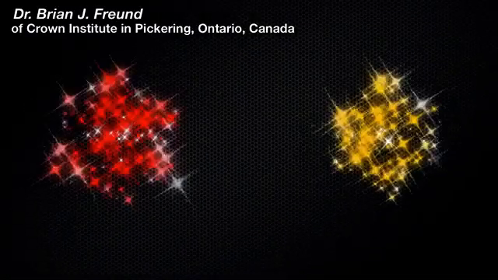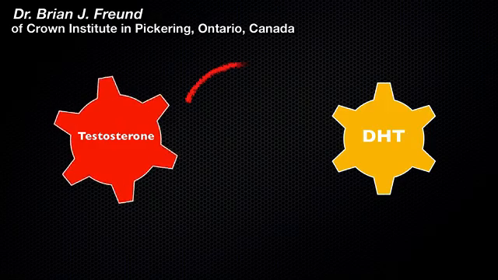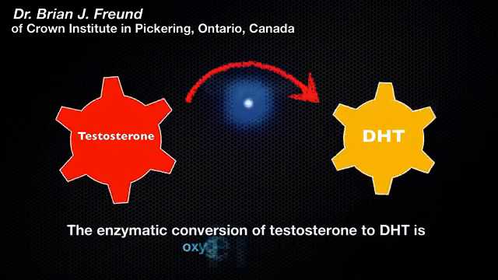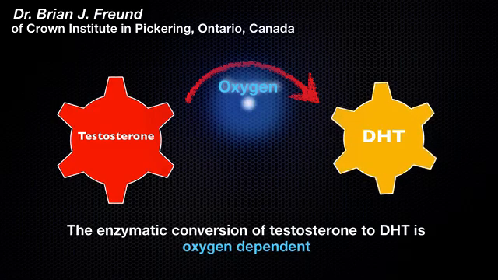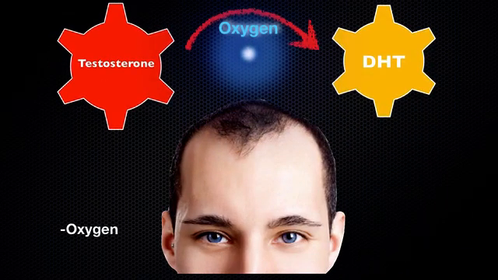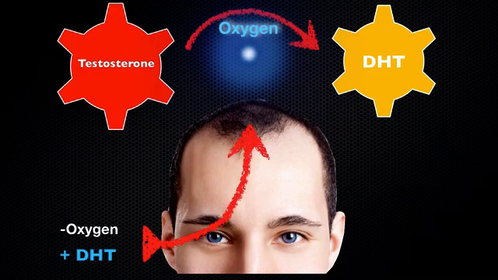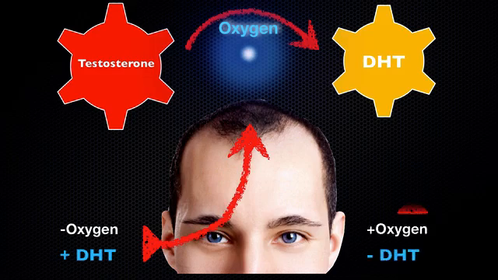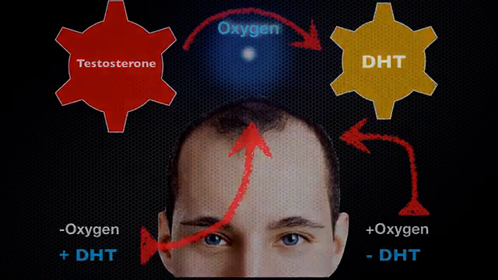On top of that, we have a second study about blood circulation and DHT formation from Dr. Brian J. Freund of Crown Institute, who states that the enzymatic conversion of testosterone to DHT is oxygen dependent. In low oxygen environments, the conversion of testosterone to dihydrotestosterone is favored, whereas in high oxygen environments, more testosterone is converted to estradiol, which is a sex hormone not aggressive to the hair follicles.